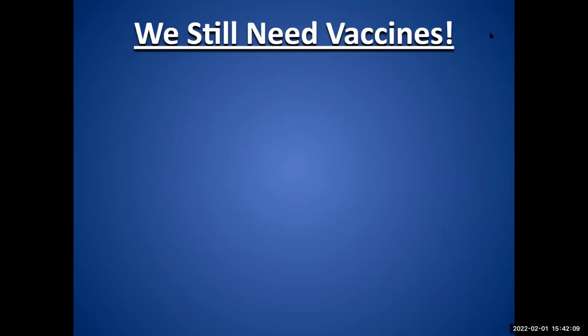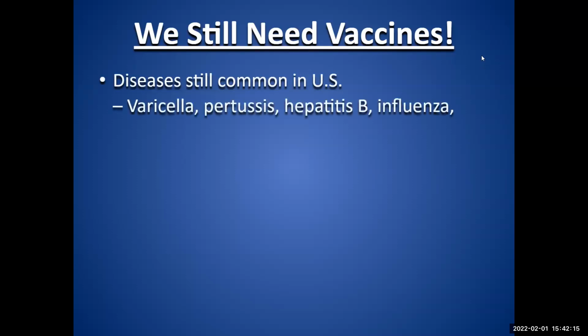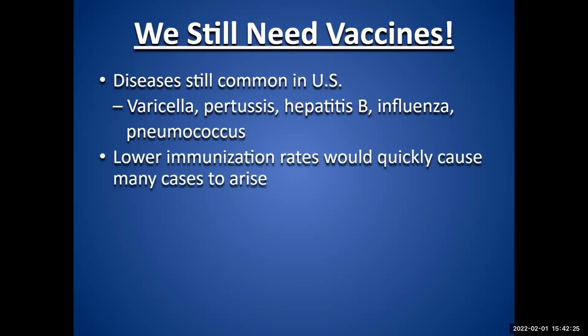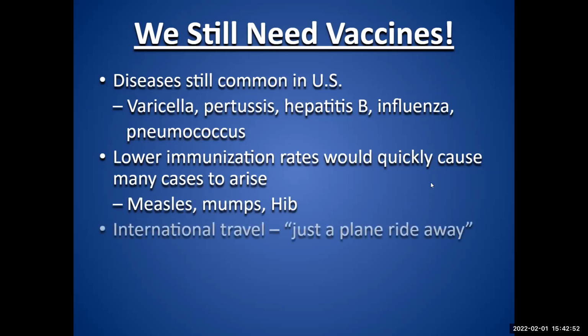Okay, so let's talk about vaccines, how much we need them. There are some diseases that are still common in the US, such as varicella, pertussis, hepatitis B, influenza, and pneumococcus. It's kind of cyclical, right? When there are lower immunization rates for these diseases, the cases go up. Fewer people are immunized, so more people get them. You can see it on graphs, and the two are directly correlated. Specifically measles, mumps, and Hib. We've seen those increase over the past 10 years or so.